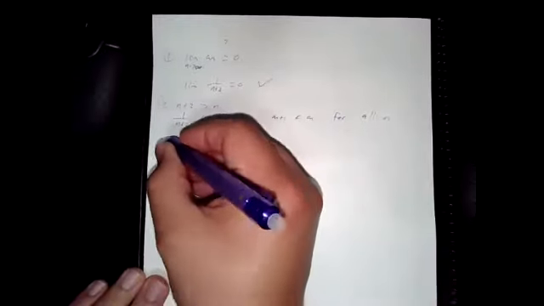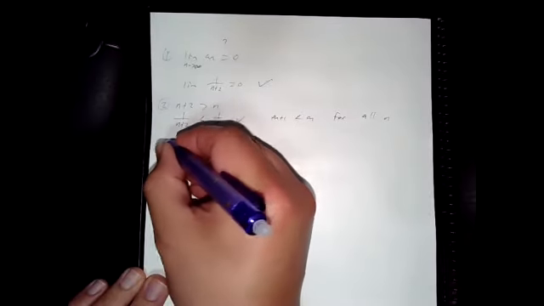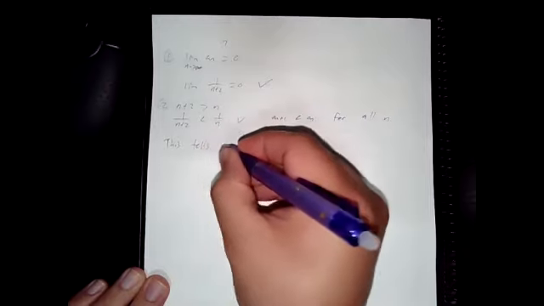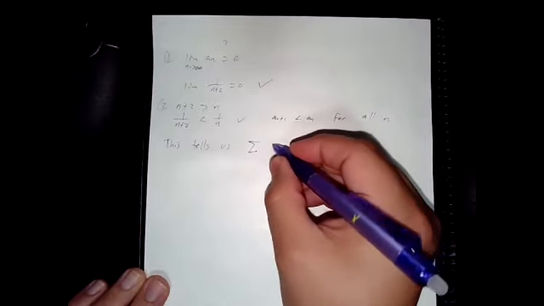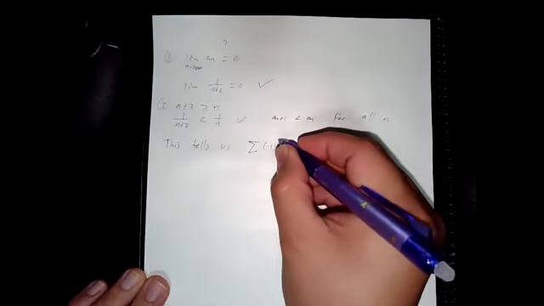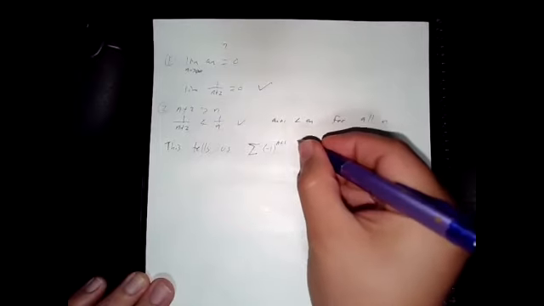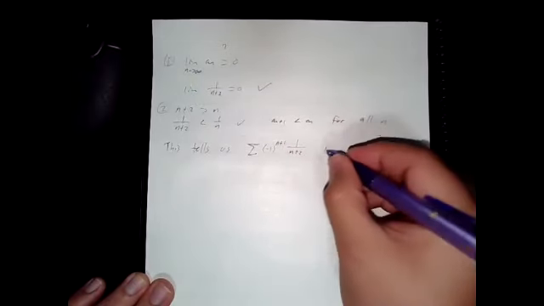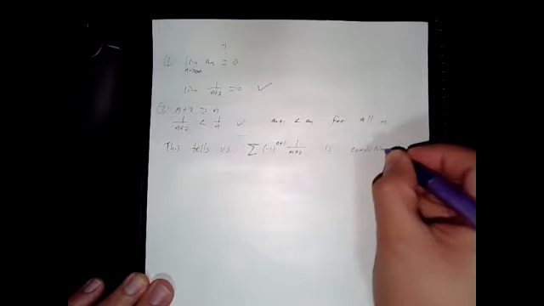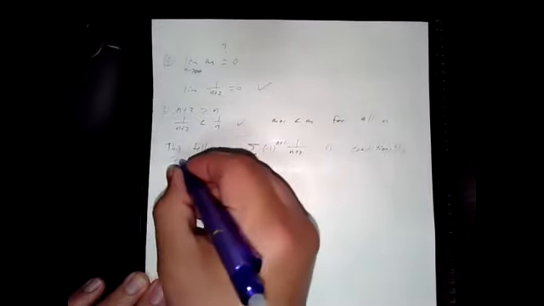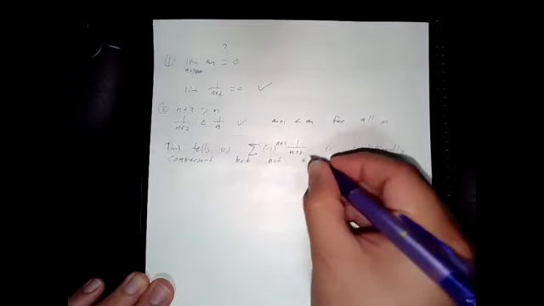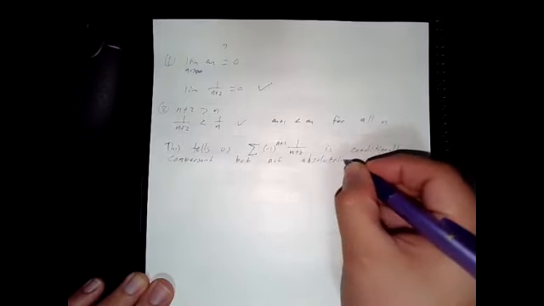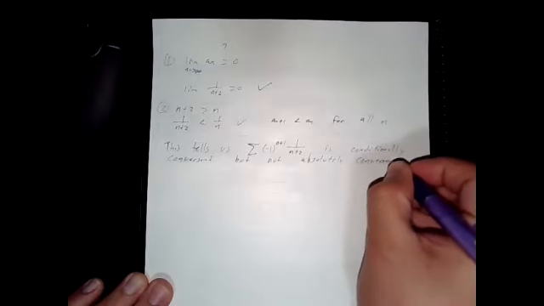So the original question, this tells us that the series of -1 to the n plus 1 times 1 over n plus 2 is conditionally convergent, but not absolutely convergent. So that's what you've got to do.